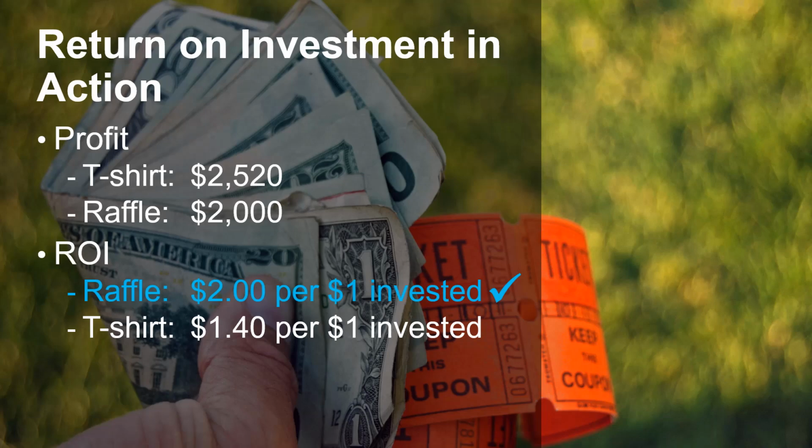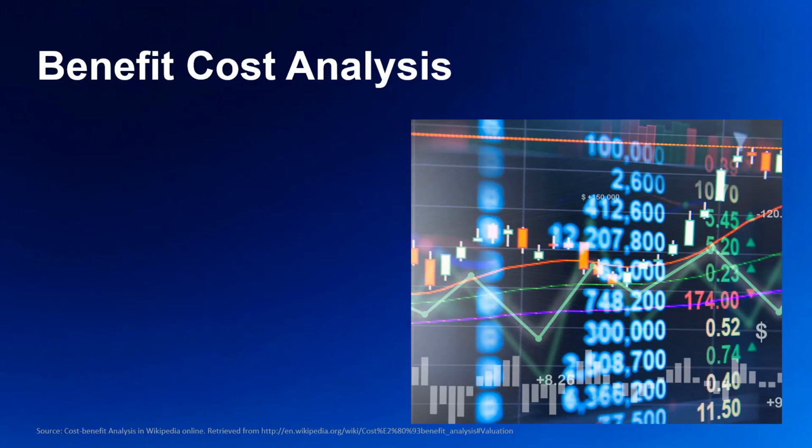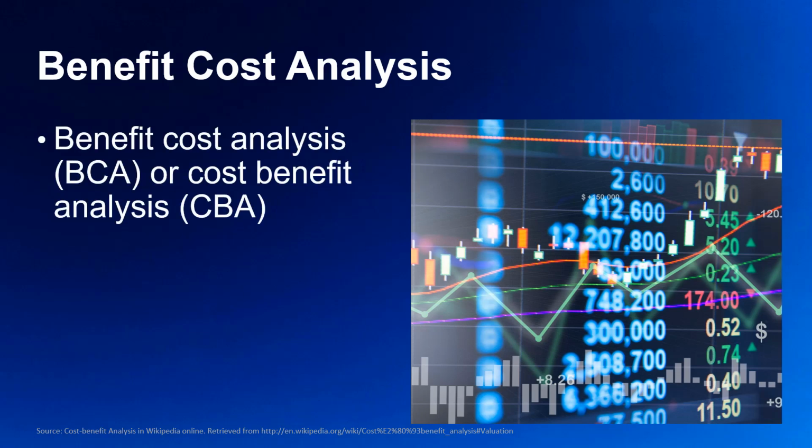For the next concept, we have what is known as the benefit cost analysis, BCA, or cost benefit analysis, CBA. The CBA is really the process of looking at the quantitative and qualitative costs and benefits of a project. Cost-benefit analysis has two primary uses.